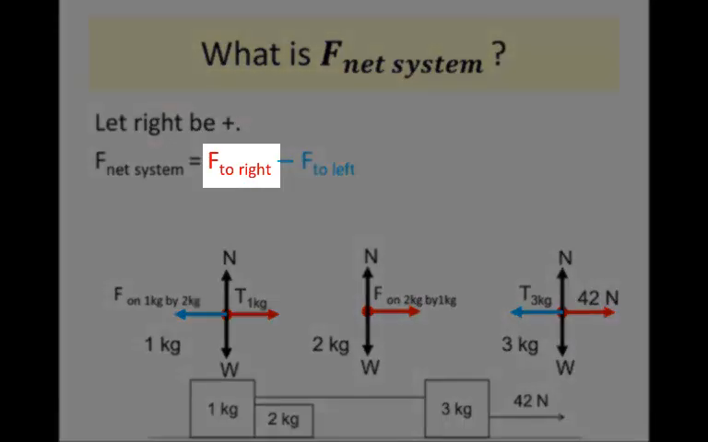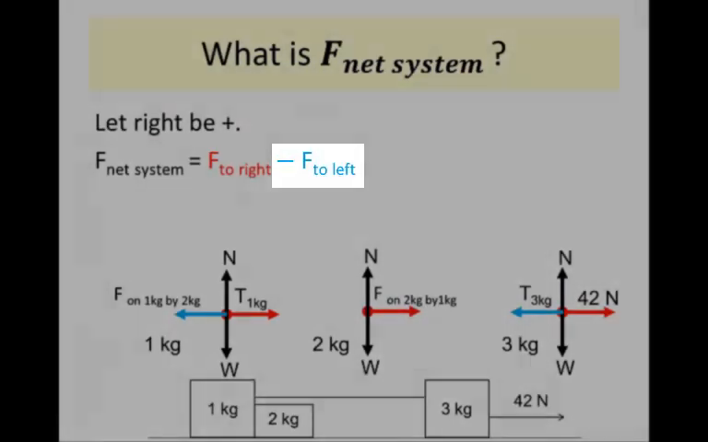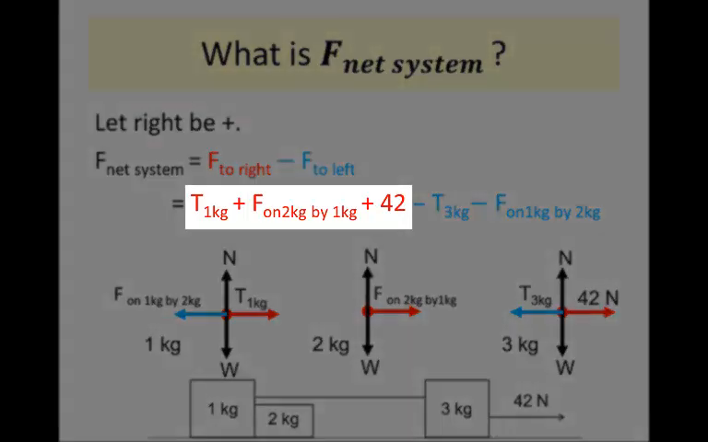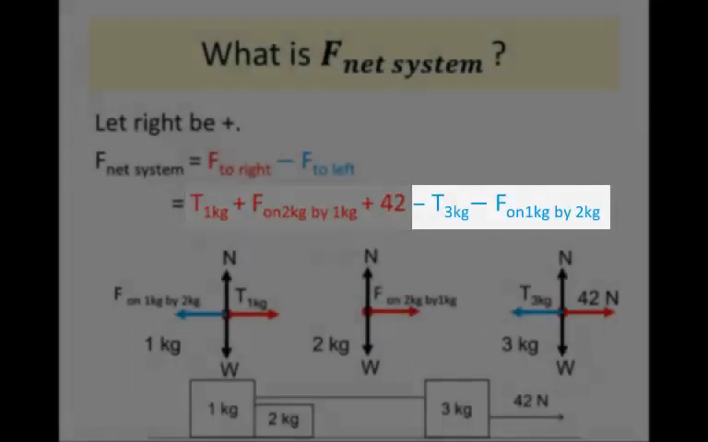We add all the forces acting to the right and then we subtract from that the forces acting to the left. So let's list them. To the right we have the tension force acting on the 1 kilogram body, the force which the 1 kilogram acts on the 2 kilogram, and the 42 newtons. We subtract the forces acting to the left, which are the tension acting on the 3 kilogram body and the force which the 2 kilogram body exerts on the 1 kilogram body.